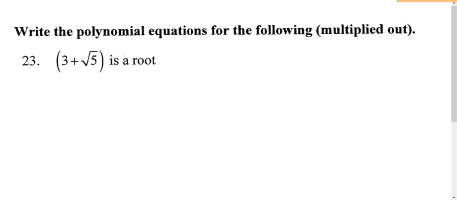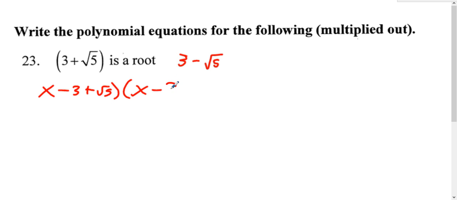It's the exact same pattern for this because it is an irrational root. They also happen with their conjugate. So 3 minus square root of 5 is also a root. And then we write it as x minus 3 plus root 5 and x minus 3 minus root 5. And we can use the same MAM shortcut because they are conjugates.